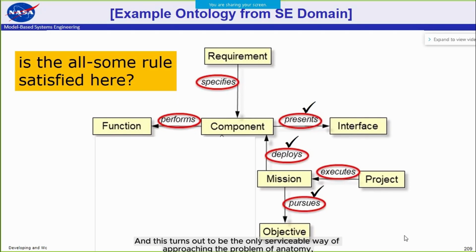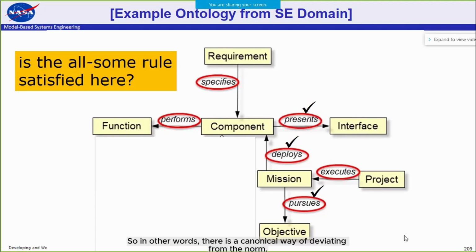And this turns out to be the only serviceable way of approaching the problem of anatomy, because anatomy is such a difficult domain where so many divergences from the normal occur. In fact, we're all somewhere divergent from the normal, even those of us who have 32 teeth. So the way you deal with instances is to use the terminology of the normal, but use some deviates-from relations. And even then, you can have an ontology which will satisfy the all-some rule. Everybody who deviates from the two breast rule by having either too many or too few breasts, well, I'm not sure how it would go, but you can build an all-some rule for that scenario.